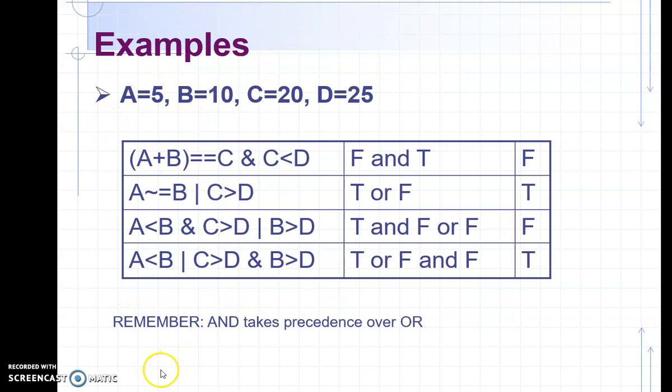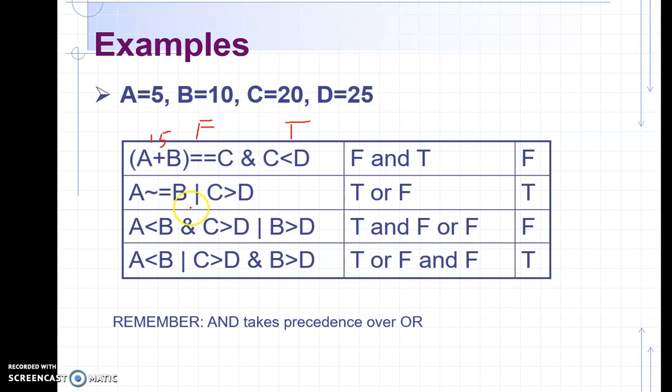So some examples here. A plus B equals C and C less than D. All right, well, we're going to go from the left, do parentheses first. So A plus B would be, well, actually a 15. And then any relational operators, so starting on the left, is 15 equal to 20? No, that's false. Is C less than D? Is 20 less than 25? That's true. So we have a false and true, which is false.